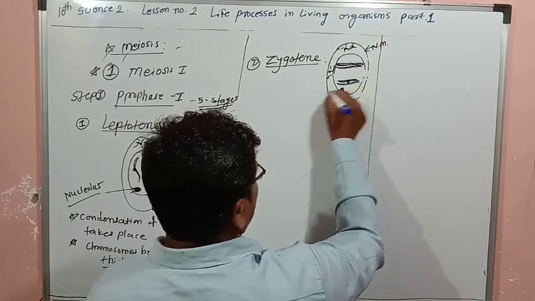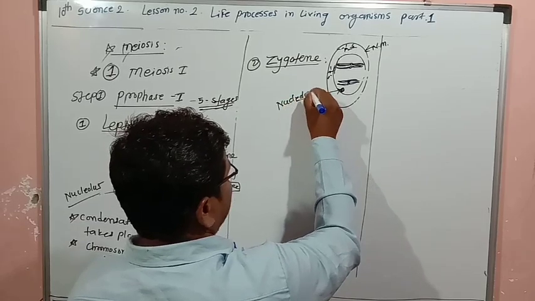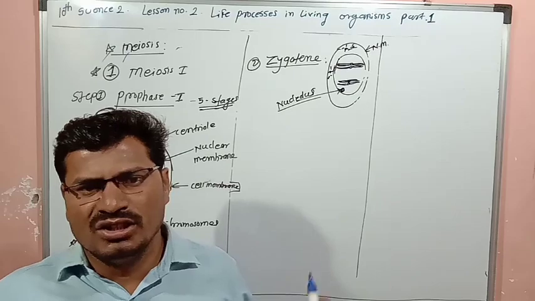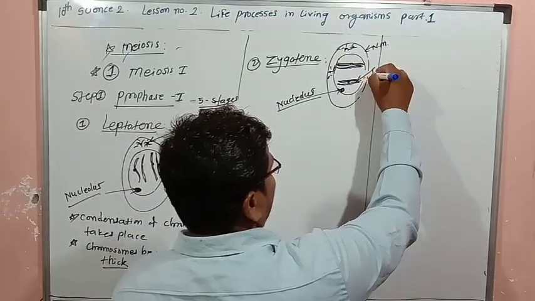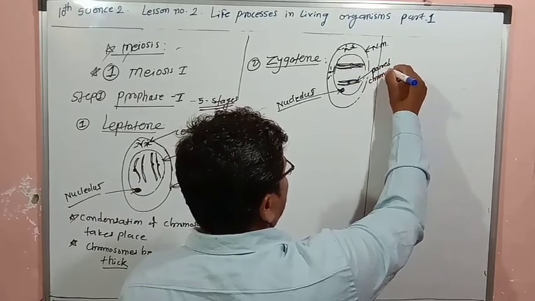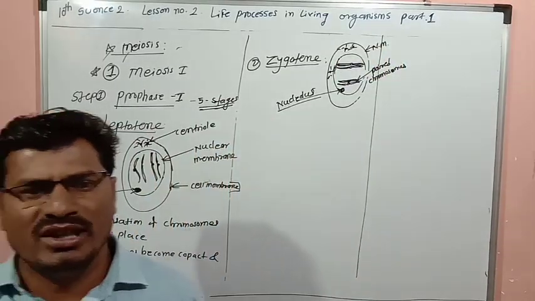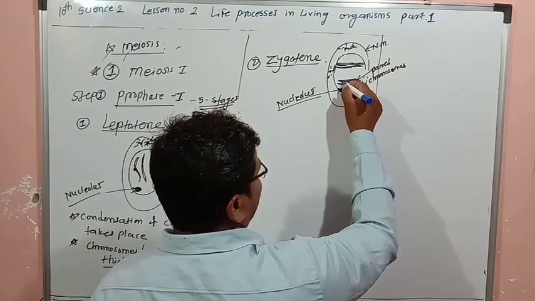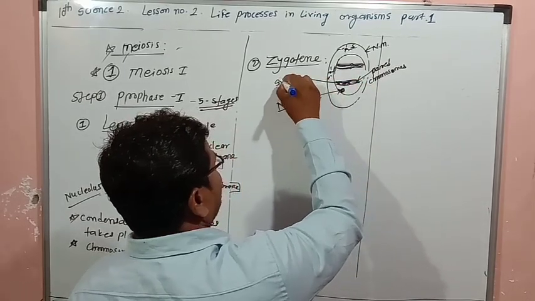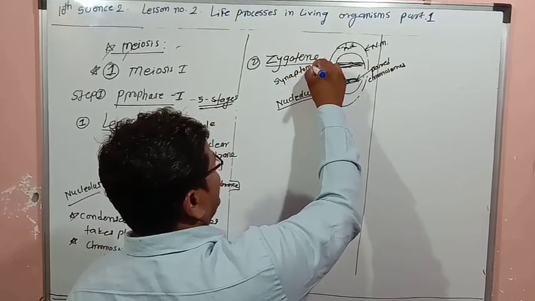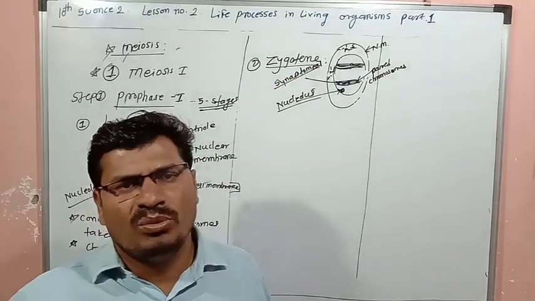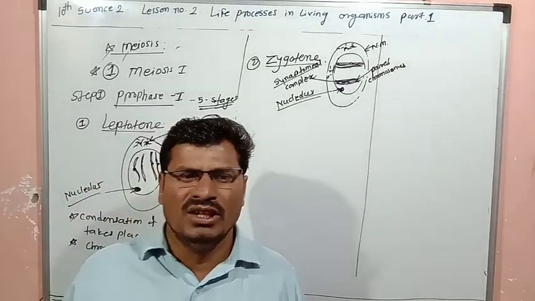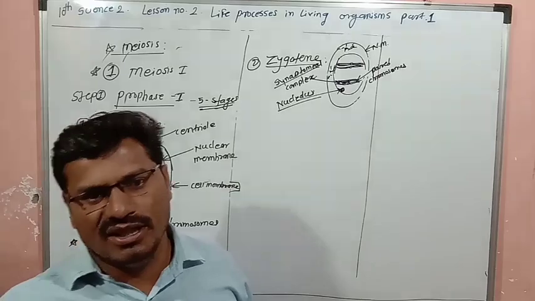And suppose here the nucleolus is there, and in the zygotene these chromosomes are coming close to each other. So this is pairing of chromosomes, and these are called paired chromosomes. Pairing of the chromosomes takes place, and a synaptonemal complex is produced. It is called the synaptonemal complex. This is what we call synapsis.